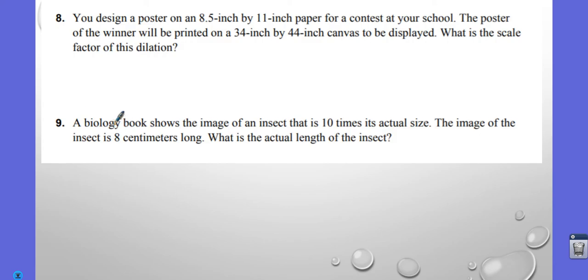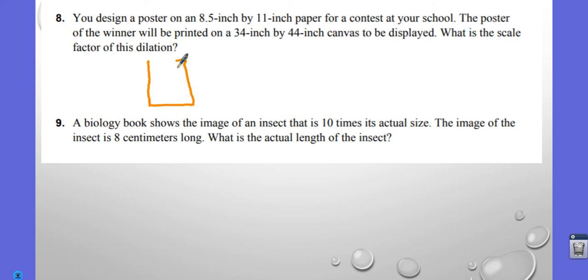Alright, so last two, it says you design a poster on an 8.5 by 11 inch paper for a contest at your school. The poster of the winner will be printed on a 34 inch by 44 inch canvas to be displayed. What is the scale factor of this dilation? So let's go in and draw a picture.